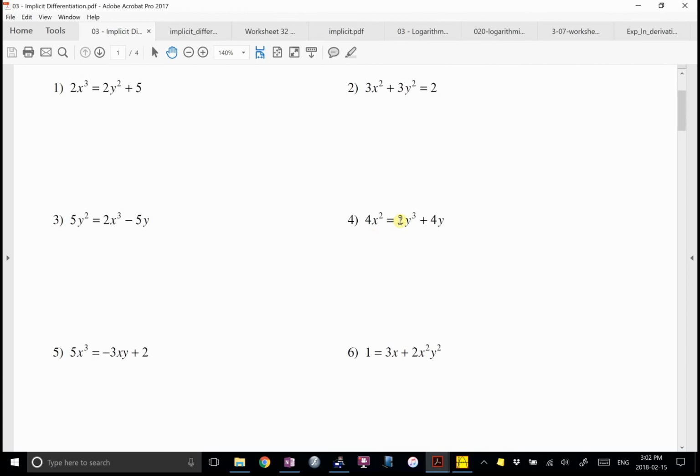Four has two y's in it. A little tougher. I did a Google search for implicit differentiation worksheets, and I found about 5 of them. And then I did a Google search for logarithmic differentiation worksheets, and I found about 5 more of them. I haven't proofread them. I'm just kind of winging this on the fly.